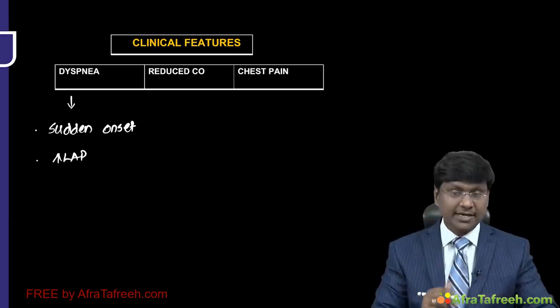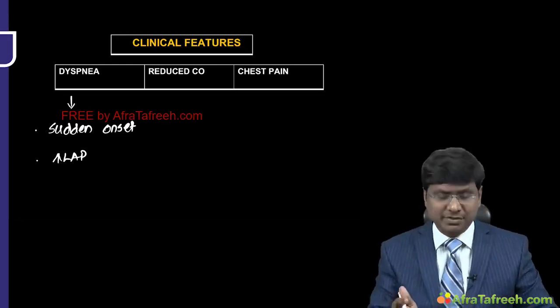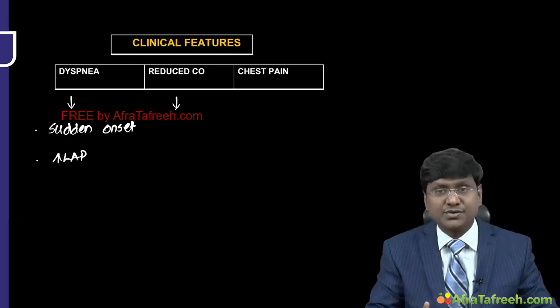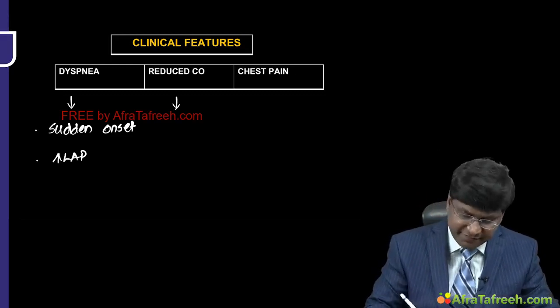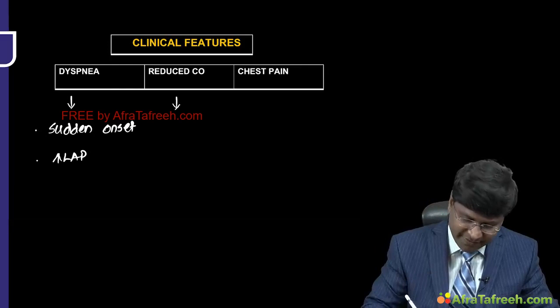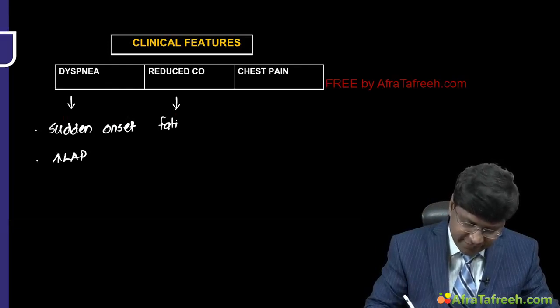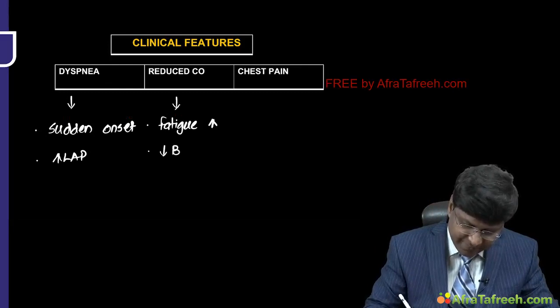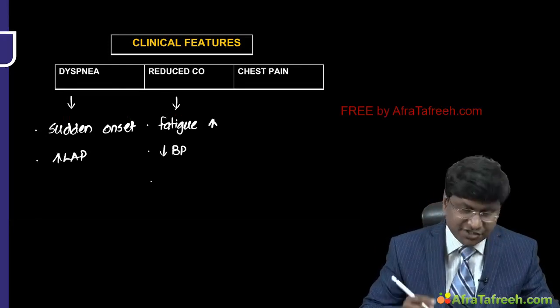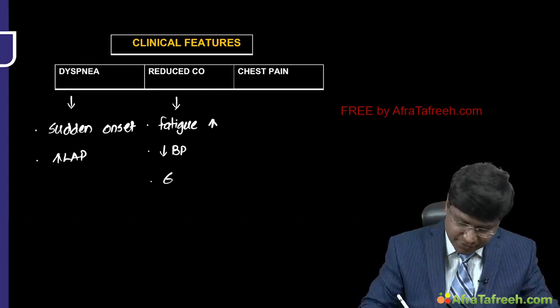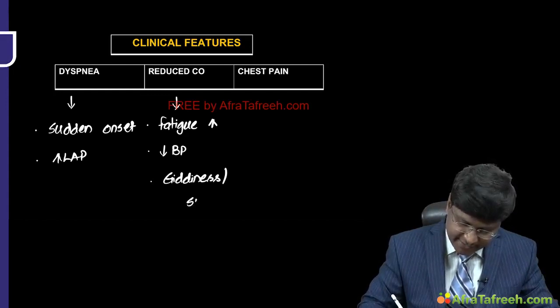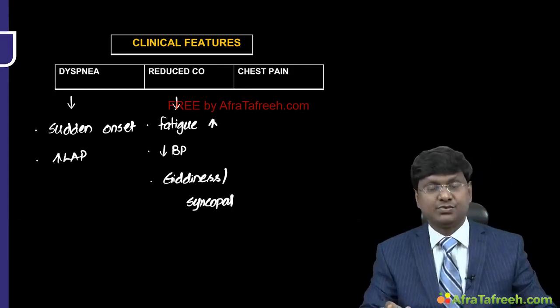Now another important clinical feature is the features of reduced cardiac output. What will those be? They will have excessive fatigability or weakness, then they will have hypotension, because of which cerebral perfusion can be reduced. So the patient will have discomfort, giddiness, and subsequently they can even have syncopal attacks as well.